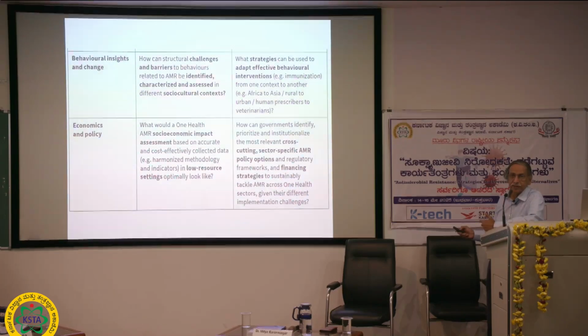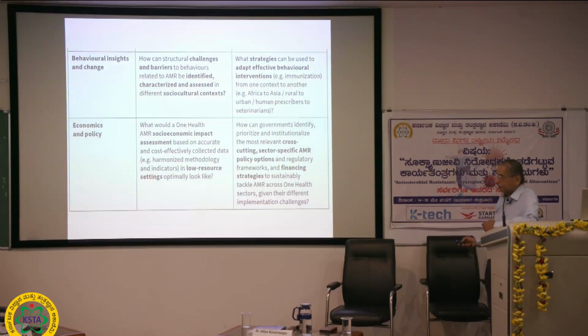It's behavioral changes, behavioral interventions, like for immunization from one context to another, Africa, Asia, from rural to urban, or human prescriber to veterinarians. And then economics and policy. What would a One Health AMR socio-economic impact assessment, based on accurate, cost-effectively collected data and harmonized methodology and indicators in low resource settings, optimally look like?